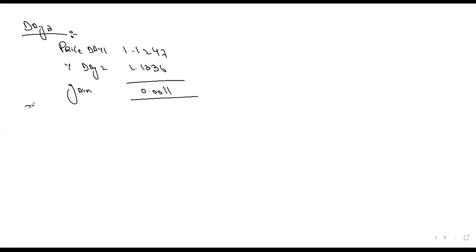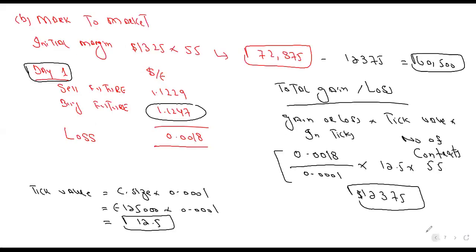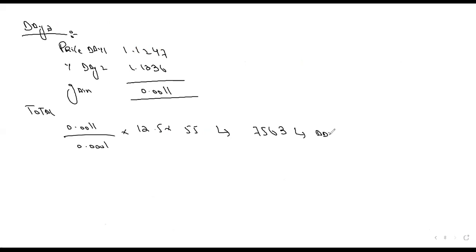Now convert this into the total gain. 0.0011 divided by 0.0001. The tick value we have already computed and the number of contracts is 55. So the gain will be 7,562.5. Now you will tell the examiner that again this gain will be added in the margin account.